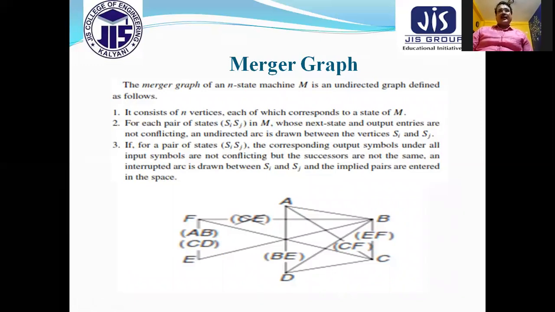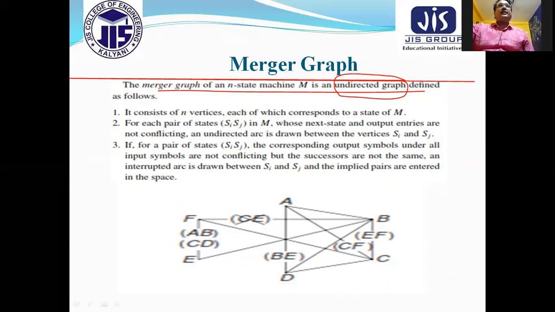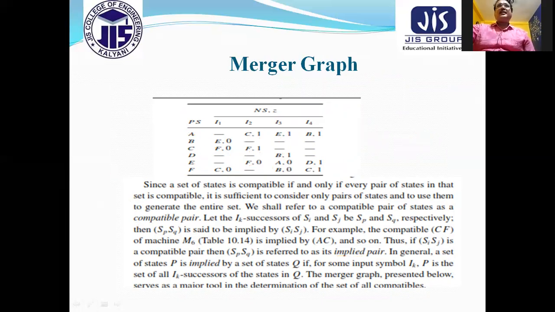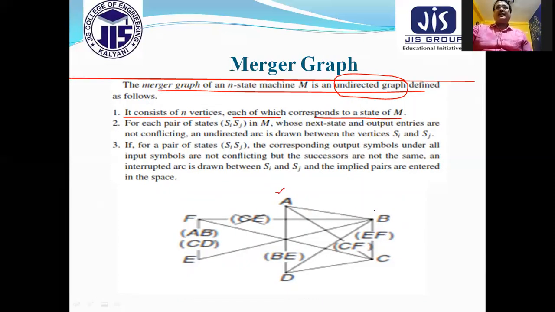Now we have to go for the merger graph. How we can design the merger graph there. So if you see here, merger graph is the undirected graph. Okay, so keep in mind that merger graph is your undirected graph. It consists of n vertex, each of which corresponding to state of the machine. So if I consider this machine here, what are the states? A, B, C, D, E, F. So whatever the states are there, I can draw like A, B, C, D, E, F. You have to draw the node for that. It consists of n vertices, each of which corresponding to state of the machine.